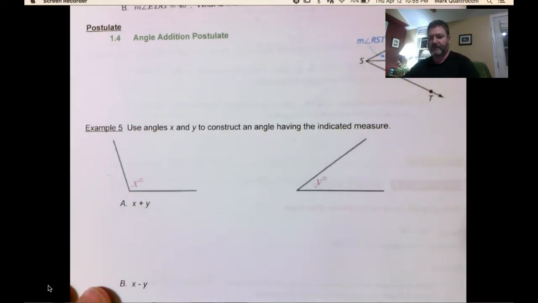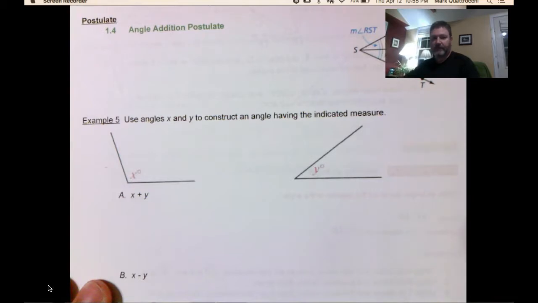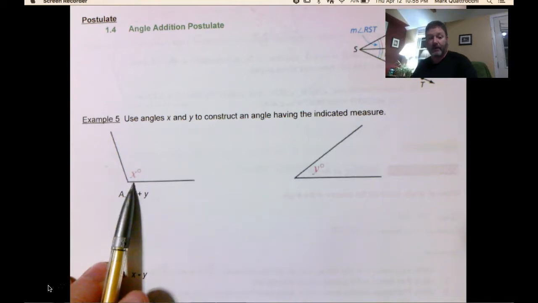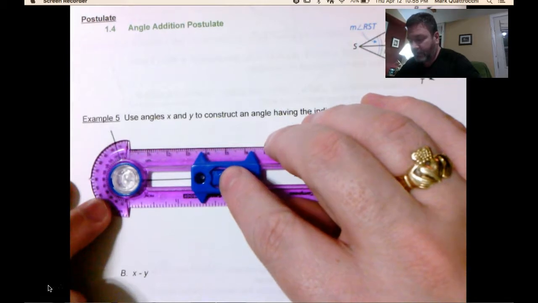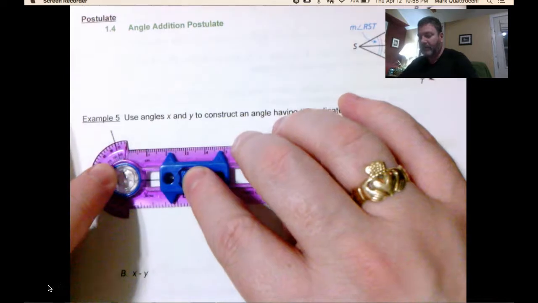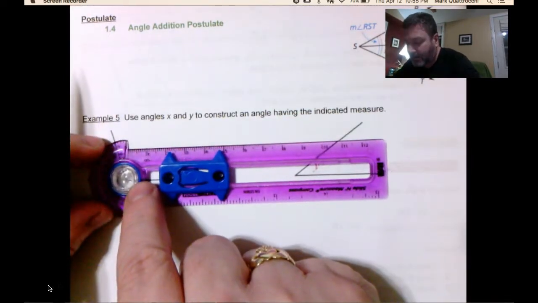Okay, now we're going to do some constructions. Here in example 5, we're going to use angles X and Y to do these constructions. First, we're going to add angle X to angle Y. So first I need to make a copy of angle X. Hopefully you followed my video on how to make a copy of an angle.